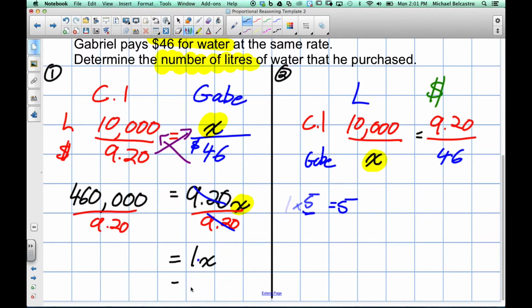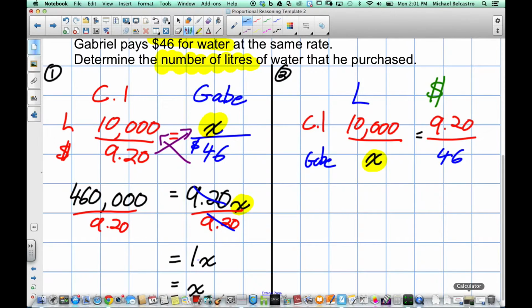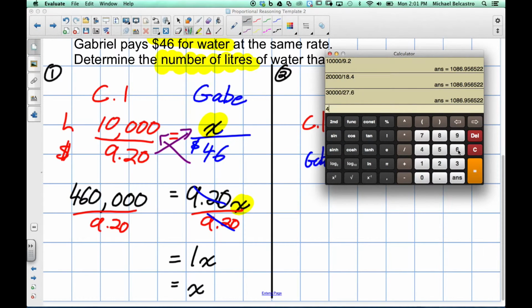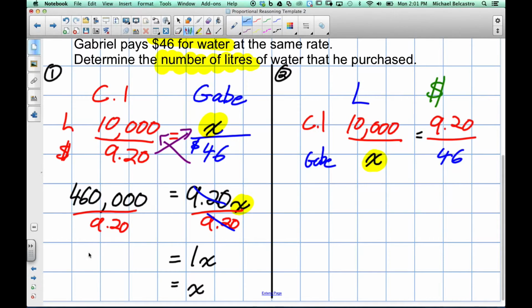So I'll bring it down one more step. There's really not much to simplify there. On the other side, though, we do have to divide. Let's take that 460,000 and divide by 9.2. It turns out it gets 50,000. Remember, x was representing the number of liters, and I simplified 1x to x. 50,000 liters is the amount of water that Gabriel purchased. So we solved that in our first set of equivalent ratios.